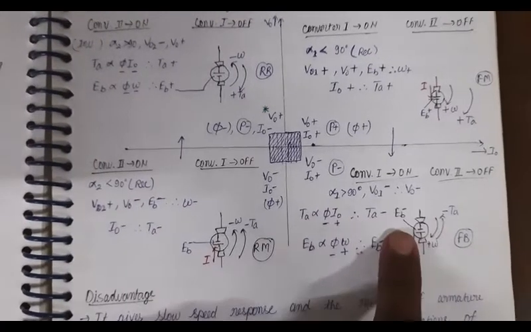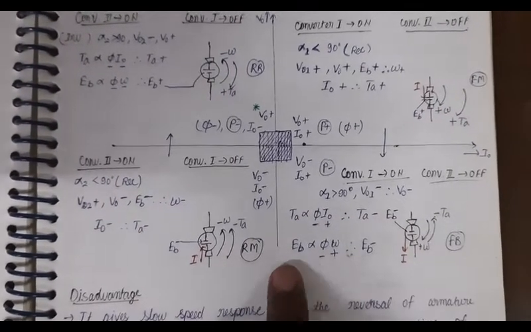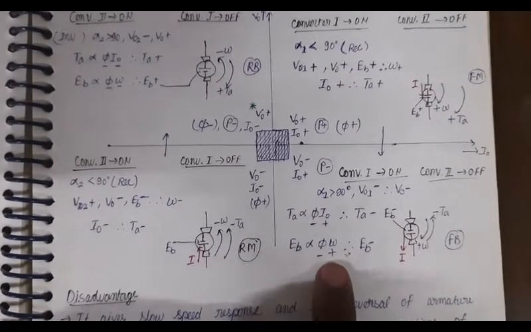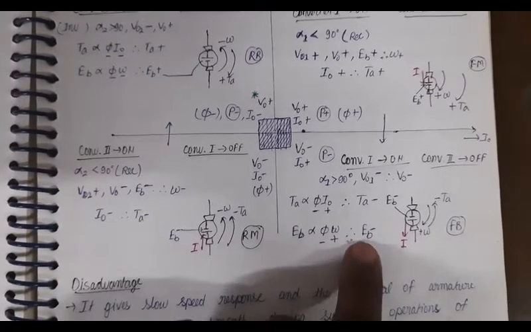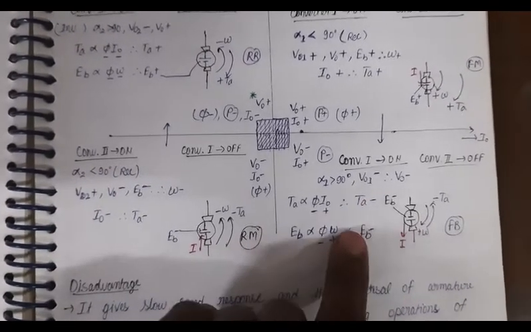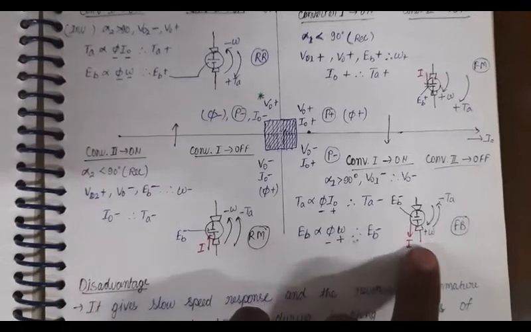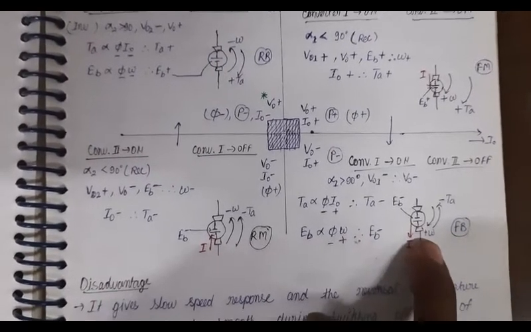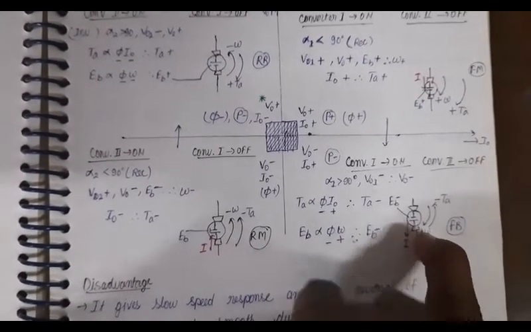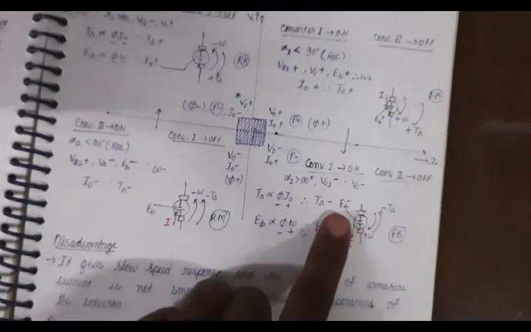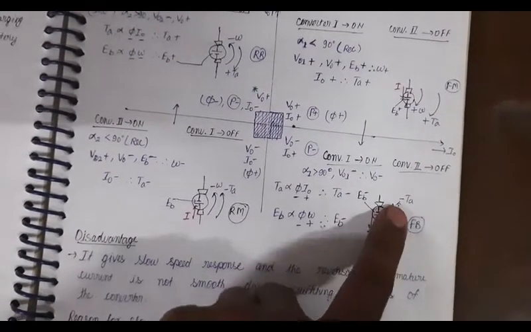And so EV is also negative because EV is proportional to phi into omega. So phi is negative, so EV is also negative. So torque is negative and EV is also negative. But the rotation is positive, meaning it is rotating in the same direction as it was rotating in the first quadrant mode. So rotation is the same, but the current is negative.